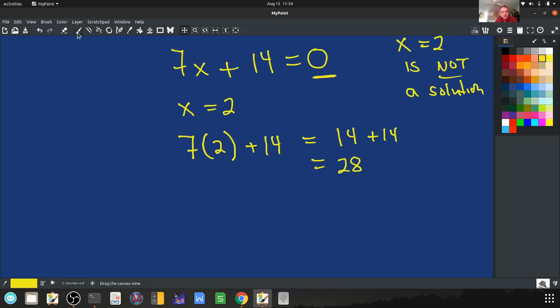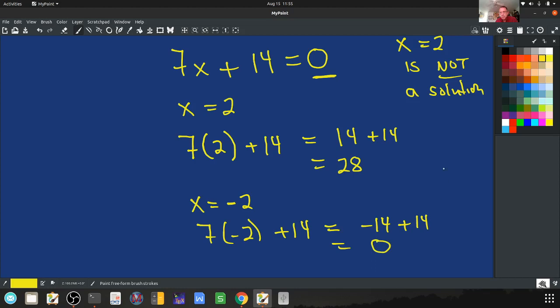But that was an obvious guess, so we're just guessing right now. Maybe instead of using 2, maybe I should try x equals minus 2. That gives me 7 times minus 2 plus 14. Well, 7 times minus 2 is minus 14 plus 14. That does give me 0. So x equals minus 2 is a solution.